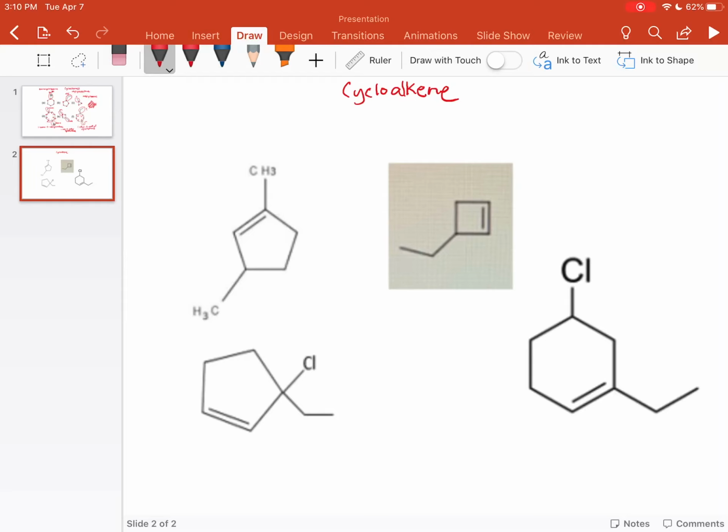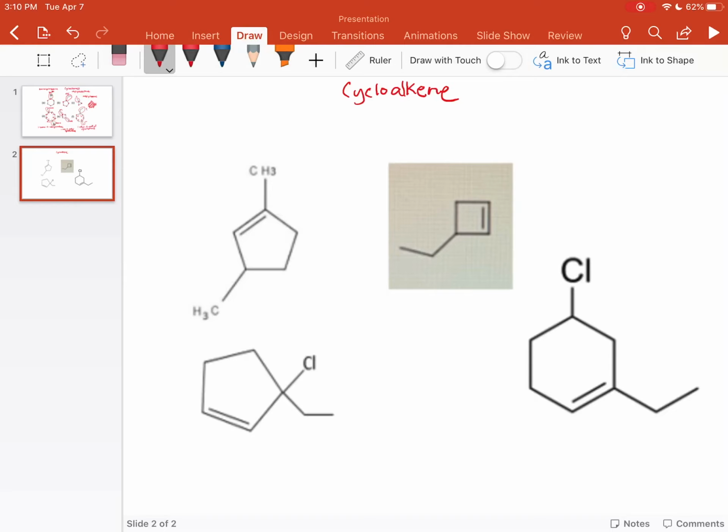So here are some cycloalkenes on the screen here, and with the cycloalkanes, whenever we had two things attached, we had to number each of the carbons. And with a cycloalkene, we always have to number the carbons.